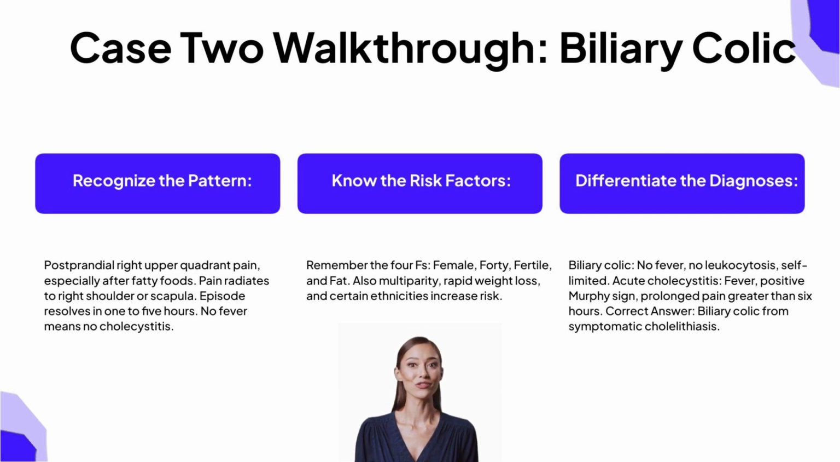Remember the 4 F's for risk factors: female, 40, fertile, and fat. The key differentiator from cholecystitis is the absence of fever, normal white count, and self-limited nature. Cholecystitis has fever, positive Murphy sign, and pain lasting more than 6 hours.